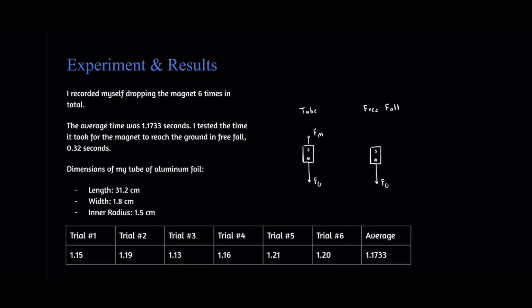I tested the time it took for the magnet to reach the ground in freefall, which was 0.32 seconds. Since there was no upward magnetic force on the magnet in freefall, the fact that the time is shorter follows the free body diagrams. Lastly, I measured the dimensions of my tube of foil. This is a video of me doing the experiment.